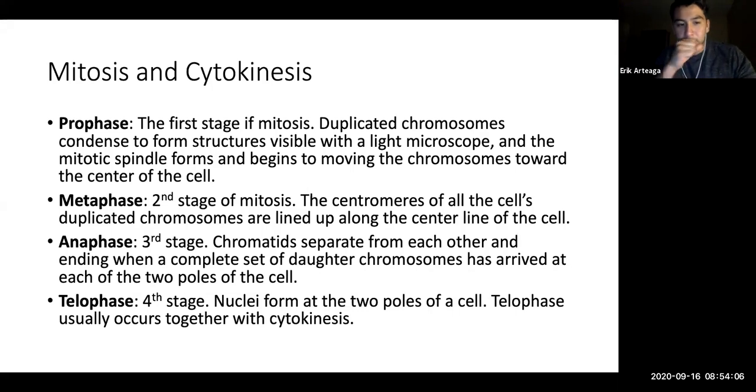Metaphase, the second stage: the centromeres of all the cell's duplicated chromosomes are lined up along the center line, right? It's going to make that metaphase plate. Anaphase is going to be those chromosomes or chromatids being pulled apart and forming at each separate end of that cell. In telophase, nuclei again start to form. Two poles of the cell are seen. And telophase will occur together with cytokinesis.